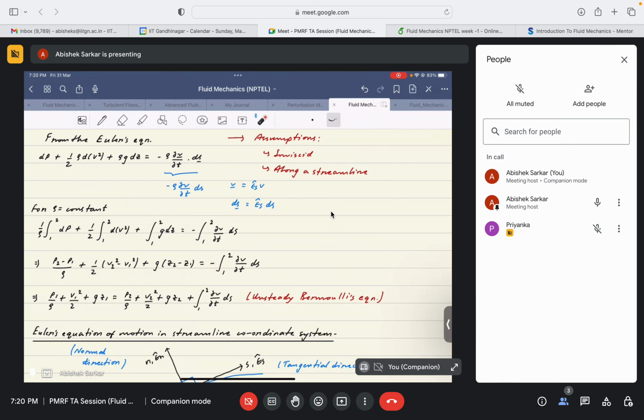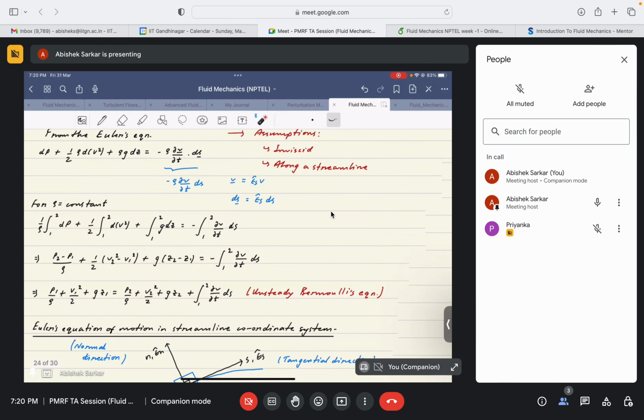Okay, that's fine. After doing certain integration and taking the assumption that rho is equal to constant, we reach this final form of the equation, which is known as the unsteady Bernoulli's equation. This is a simplified form, after taking the assumption that rho is constant, and then we reach the unsteady form of Bernoulli's equation.